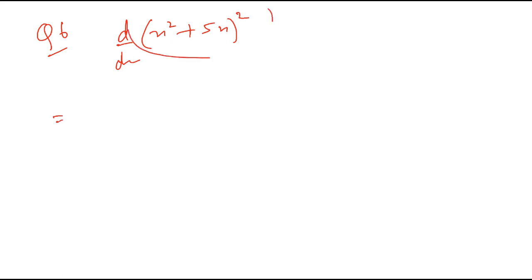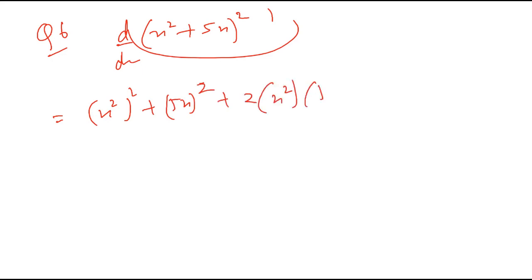If you have a question like this, you have to find d by dx of x plus x squared plus 5x whole square. What can you do? You can simply use a plus b whole square, which gives a square plus b square plus 2 times a b. It will give you x raised to power 4, 25 x raised to power 2, plus 10 x raised to power 3.